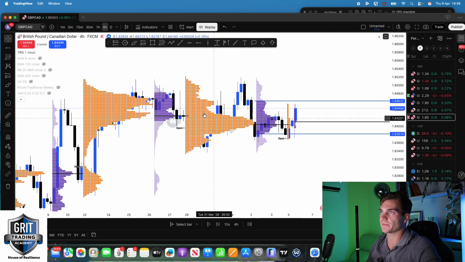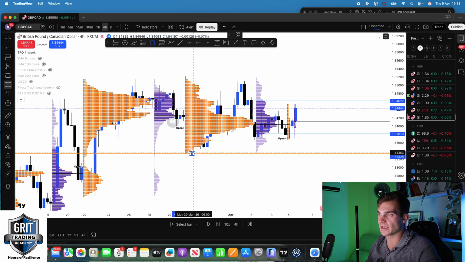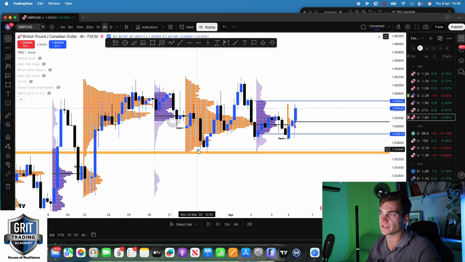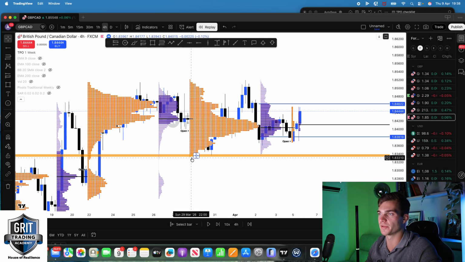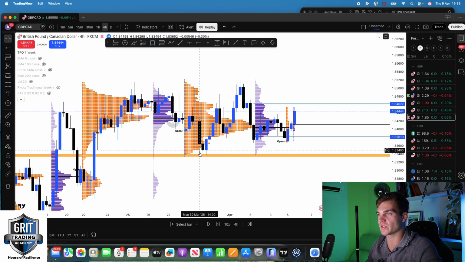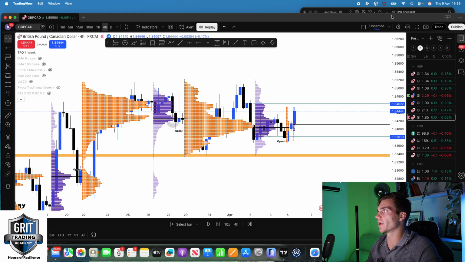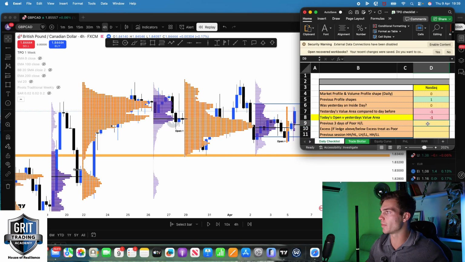So with this, I do class this as a poor low. I know it's only got a single TPO here, but then it's followed by 3, which is followed by 6, which is followed by 8. So we've got quite a lot of time spent down here at these lows. Yes, it only spent 30 minutes at the lowest point, but I still believe that this is going to be a poor low, and price is going to revisit this at some point in the future. So I'm going to put that down as a -1.